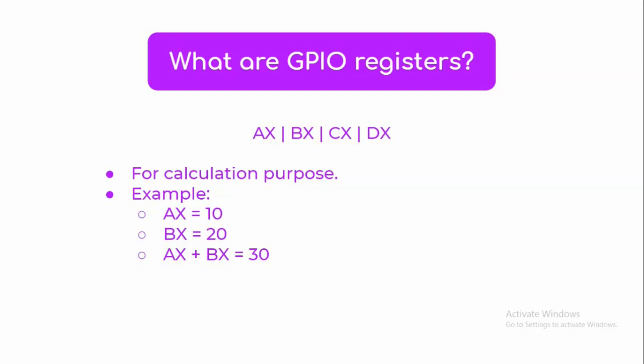For example, say if you want to add 10 and 20, you have to keep 10 in AX, 20 in BX, and add both of them. Or CX or DX also you can use. Then you can add 10 and 20 to get the result 30, and then you can store 30 inside a register or in the memory also.